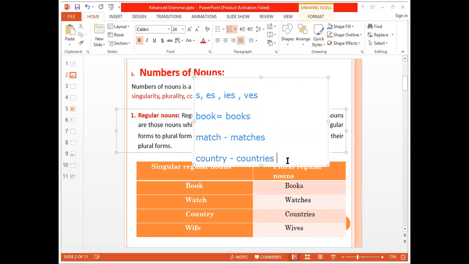If I say, for example, wife, W-I-F-E. What's the plural of wife? Wives, V-E-S. It takes V-E-S. So we can say whenever a noun takes S, E-S, I-E-S, or V-E-S to change from singular form into plural form, we call it regular noun or framed noun. Clear? We call them what? Regular nouns or framed nouns.